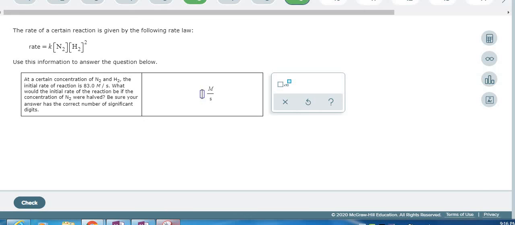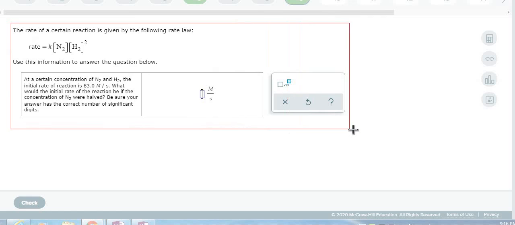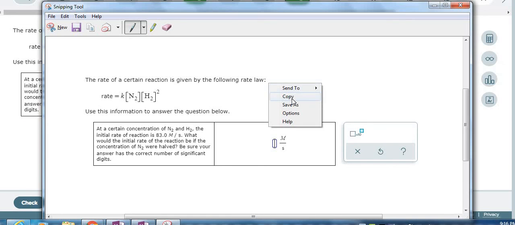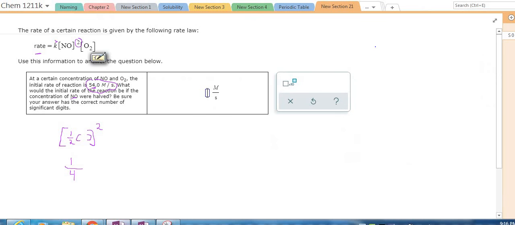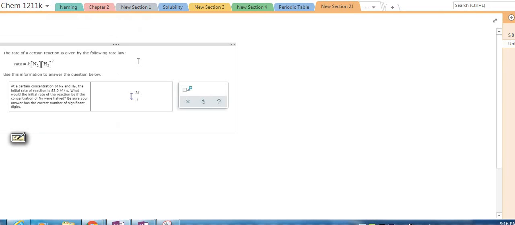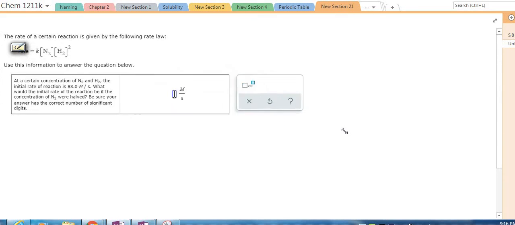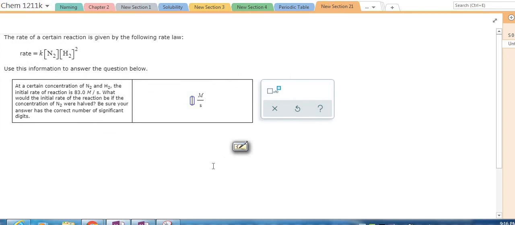So let me just hurry and go ahead and copy this over and put it someplace where I can just write and think a little bit here. Let's go ahead and create something new here. Let's paste that in, and let's make it a little bit bigger here. Okay, and there we go. So here's a similar problem.